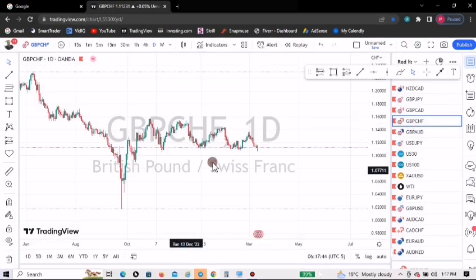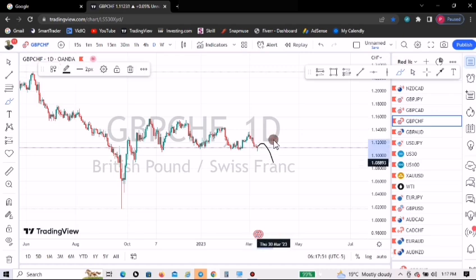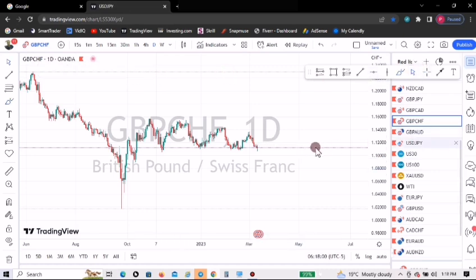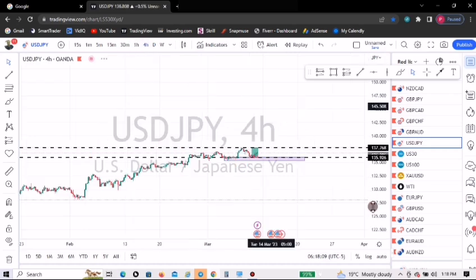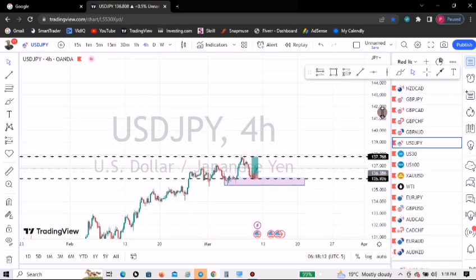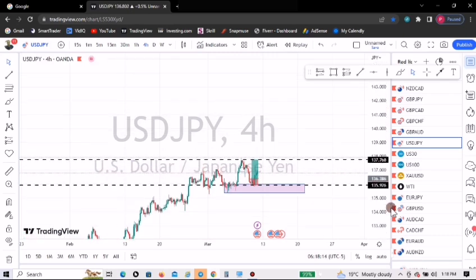It's a ranging market. I don't like ranging markets because it might just continue doing that, spiking in every direction. Let me check USD JPY. What do we have here? I can't see. Let me take it to the 4-hour. It's a spoiled trade.